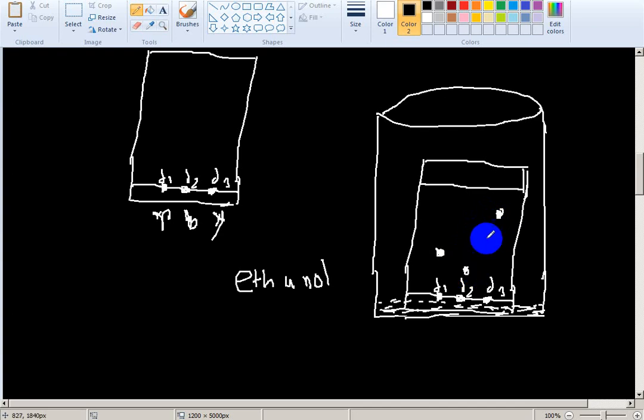D3 solubility is more. So as the solvent moves, dye D3 moves more because of higher solubility, so it travels further. This is the travel distance from the baseline to the solvent front, which I give as y. The distance between the baseline and the solute, any solute, I give as x.